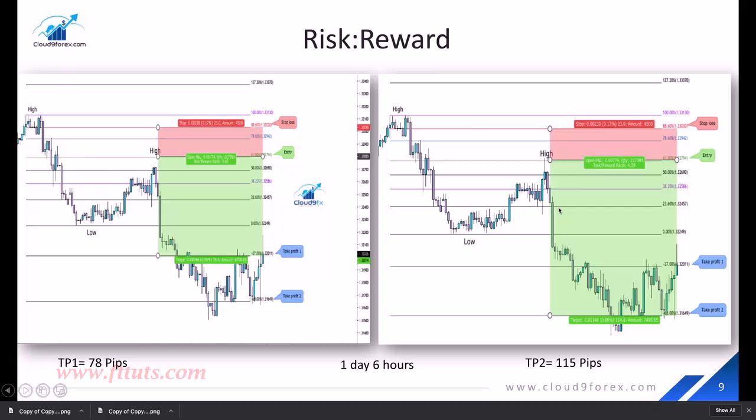I played this trade out, and after it hit the 27%, it actually hit the negative 68% after. Oh yeah, I put it in this example too. Okay, so our second take profit would be 68. So if we held this whole trade, it would be 114 pips, so rounded 115 pips in 1 day and 6 hours.